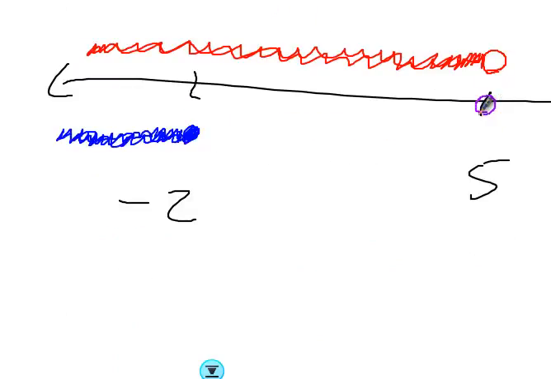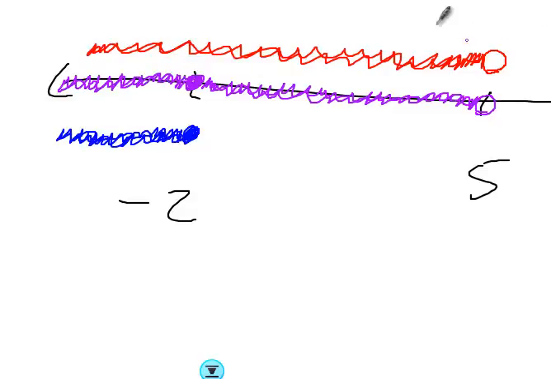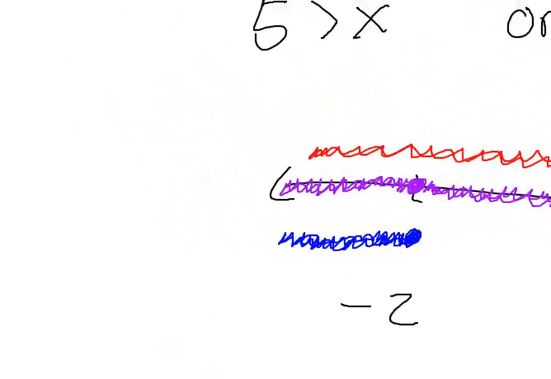So really, we're just going to shade in all of this. And I always like to put my circles in first, just so we don't mess them up. And we're going to shade in the red, which coincidentally overlaps with the blue. And that would be our answer for 5 is greater than x, or x is less than or equal to -2. All right, so those are just some quick examples.